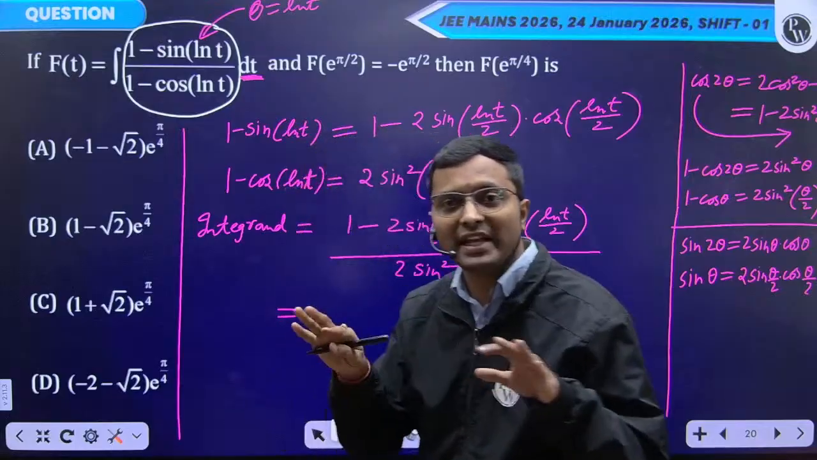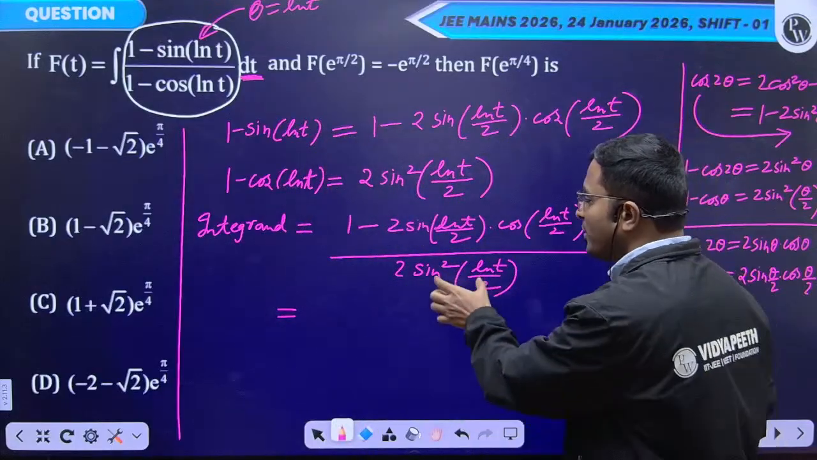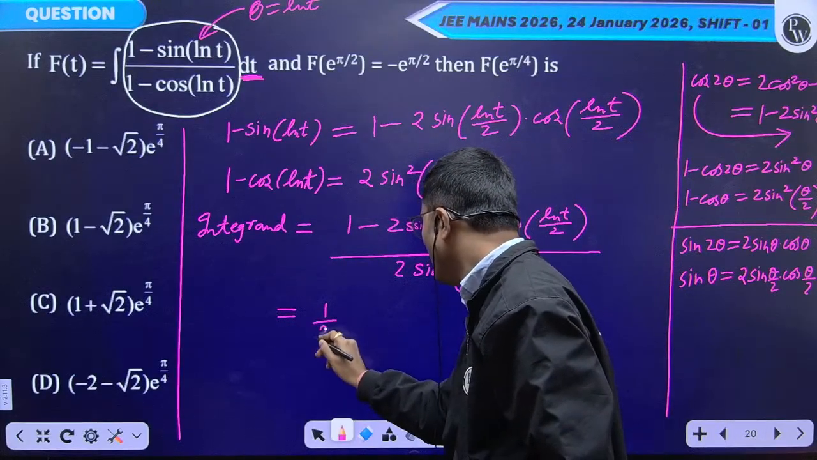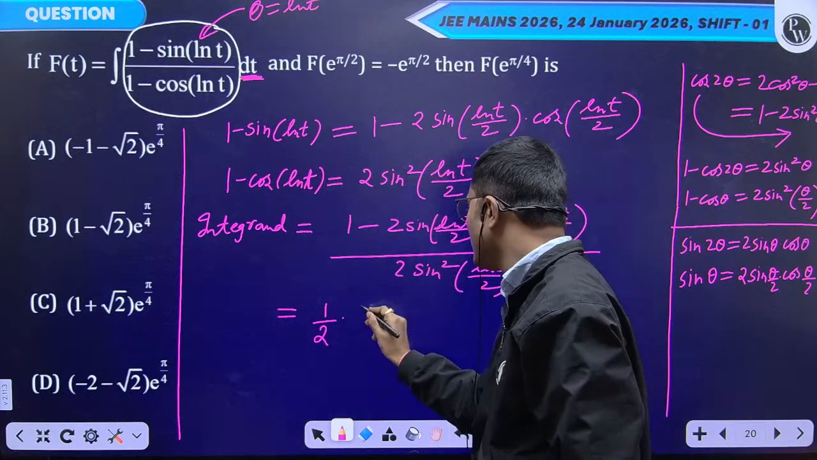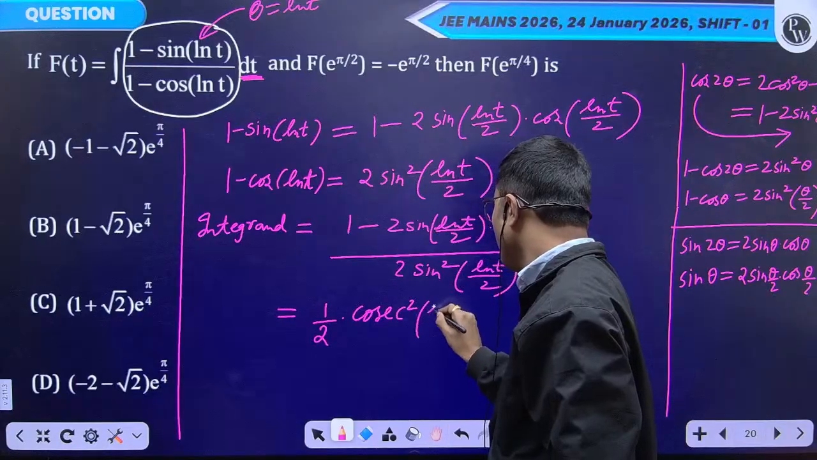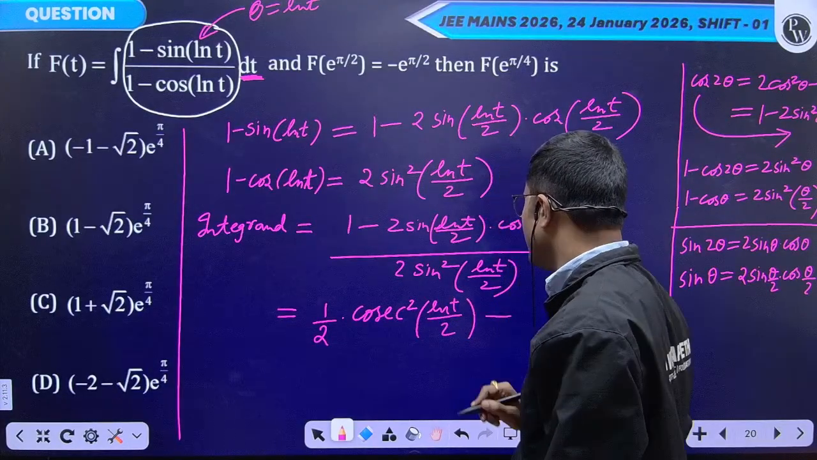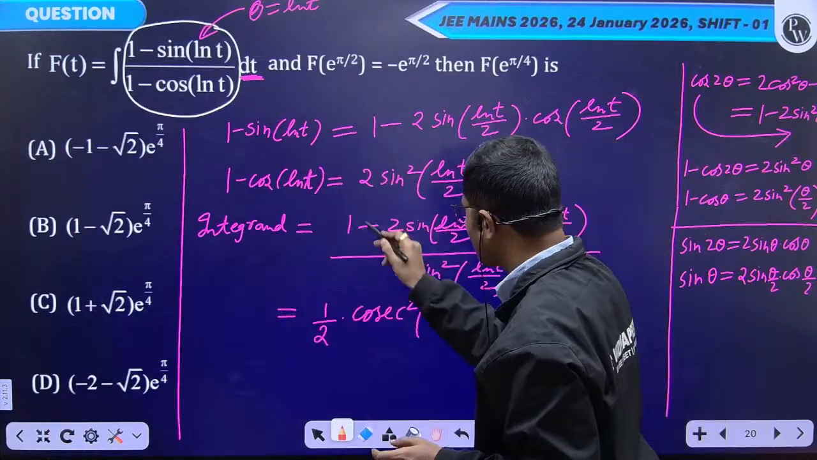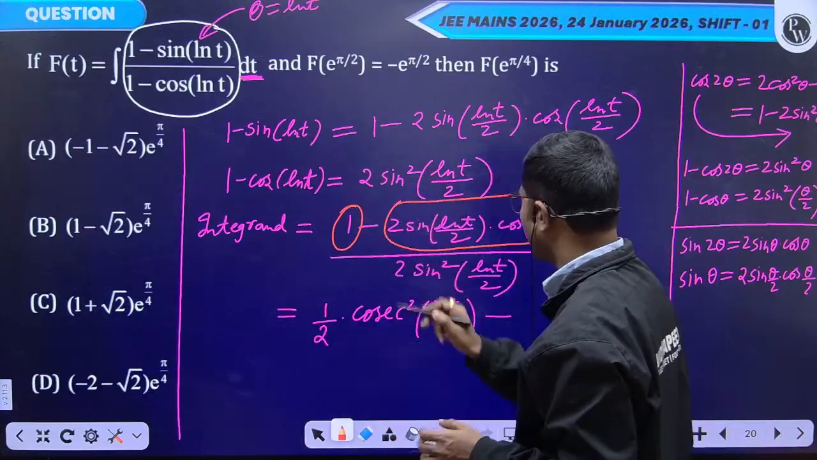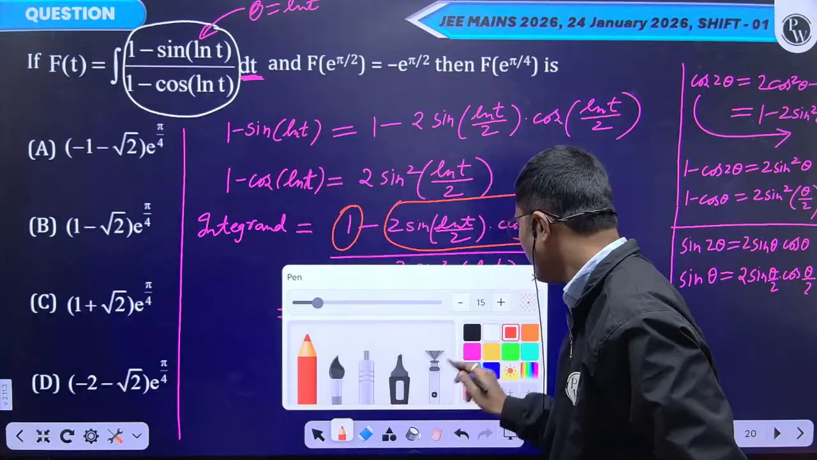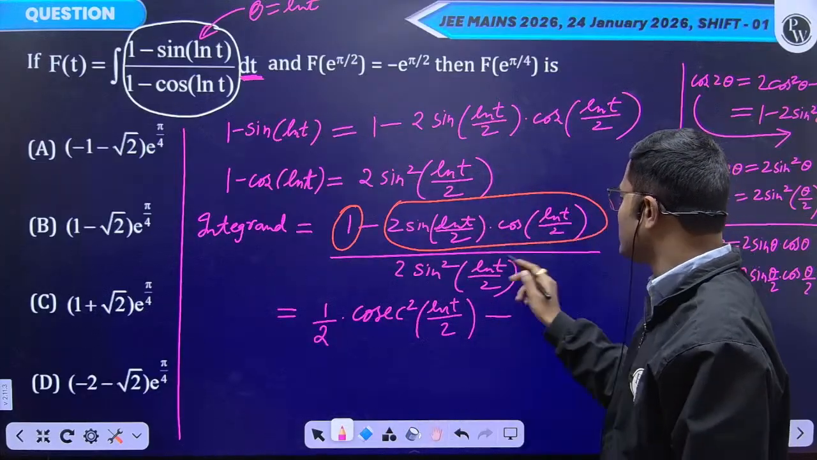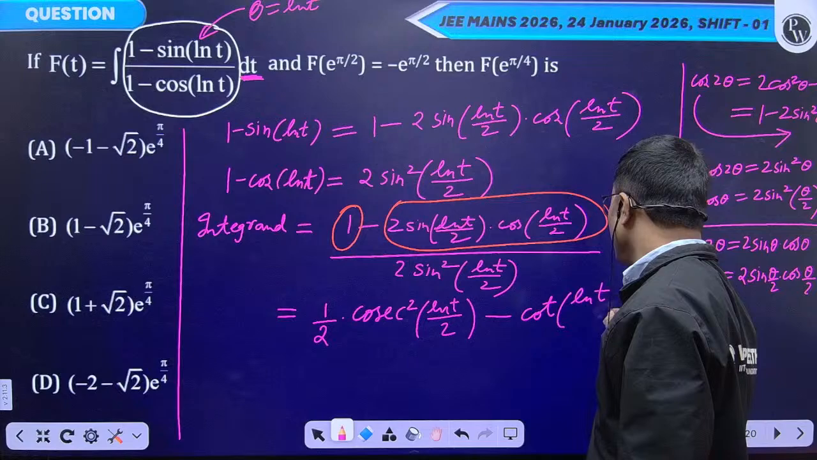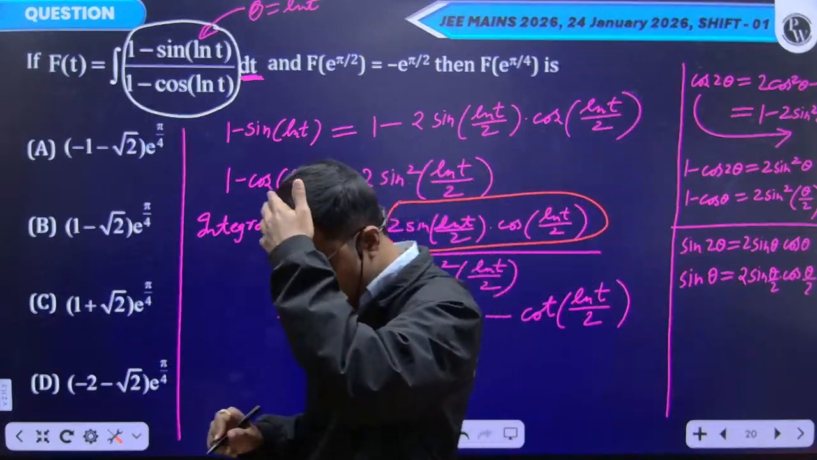Just do the separation of the terms. Give this denominator to the first term and the second term. So what do I get? 1 by 2, I'll keep it out. So 1 by 2, 1 by sine square, that is cosecant square of ln t by 2, minus, for the second term, we are dividing these two terms separately with the denominator. So what do I get here? 2 sine cos by 2 sine square. So 2 will get cancelled, sine will get cancelled, you get cot of ln t by 2. Okay, so we got this.